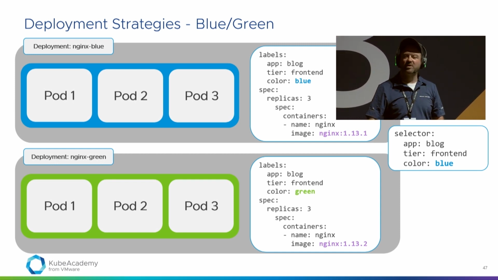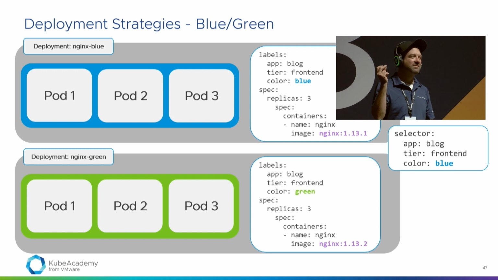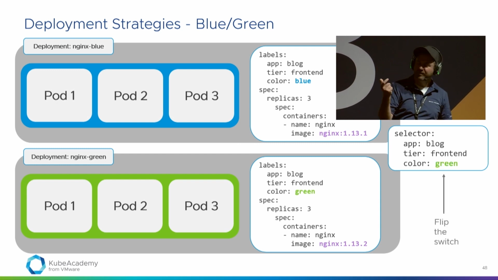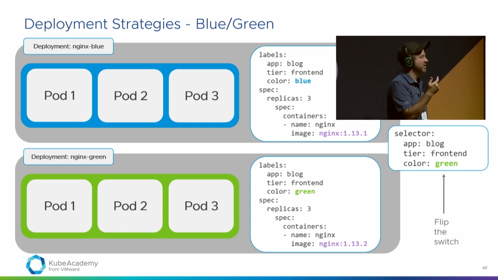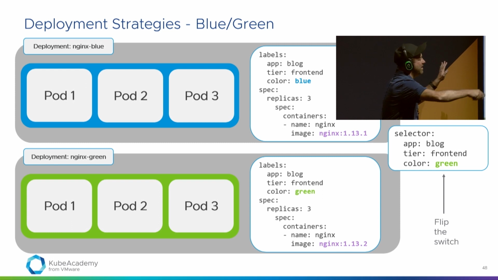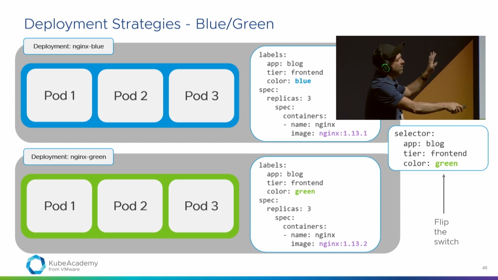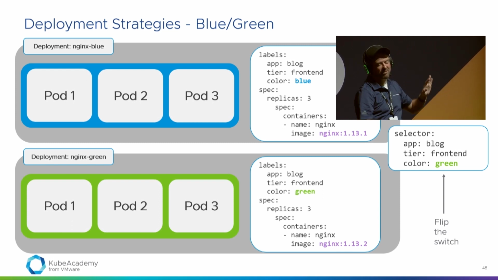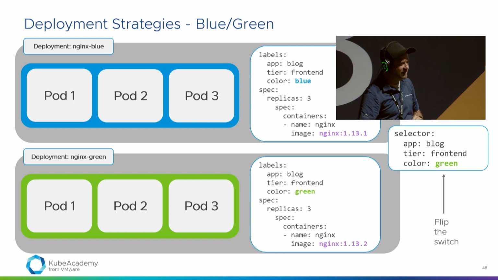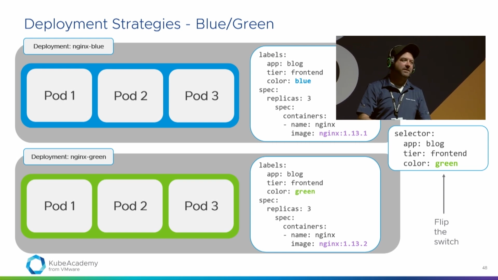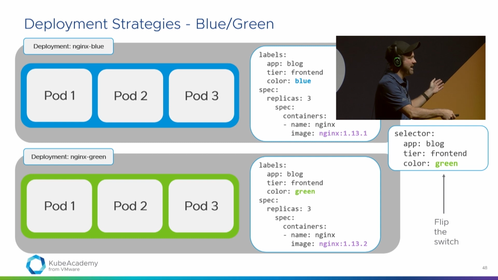When we want it to go live, we flip the switch. So we update the selector on the service object to be green. New traffic will flow in here. Old traffic that had established connections will stay there until they close, and then we're good. And if we want to switch back, obviously we do the same thing.